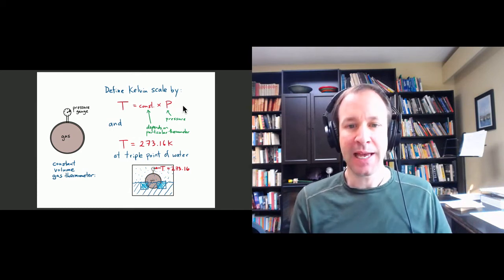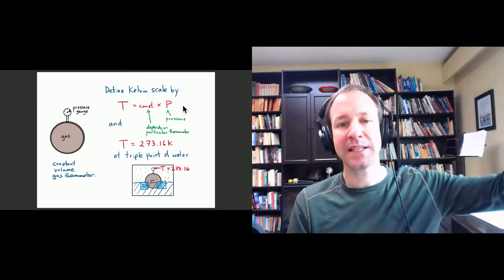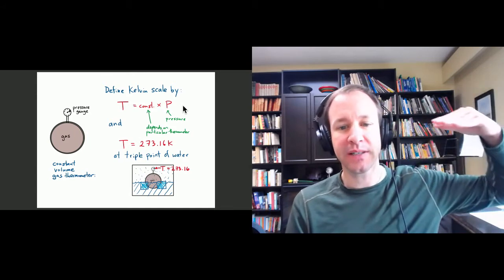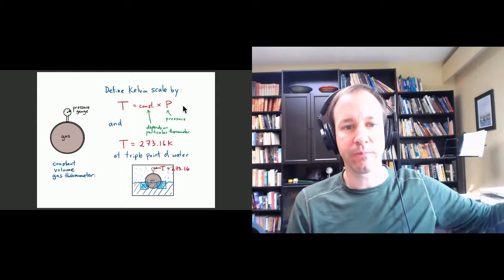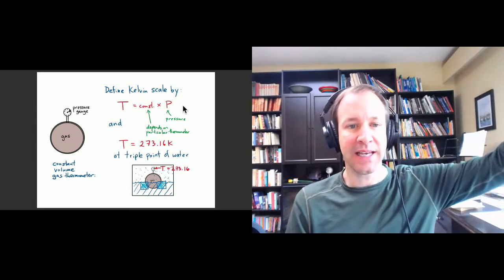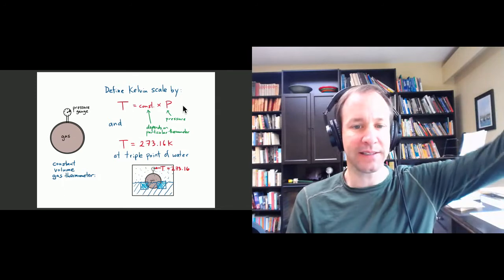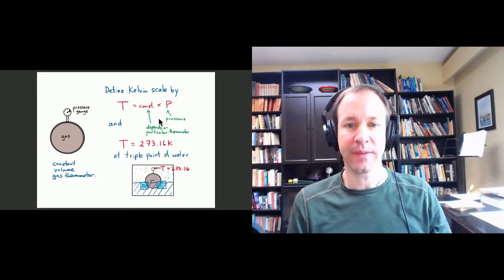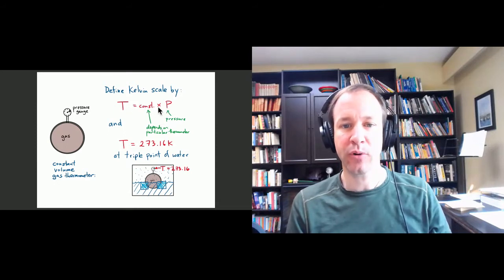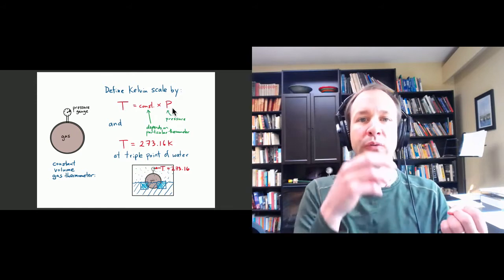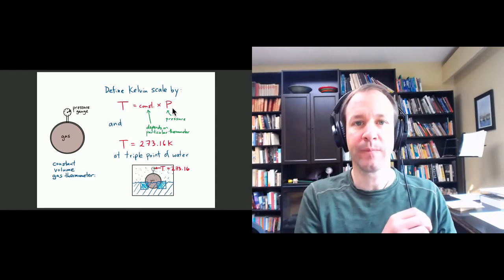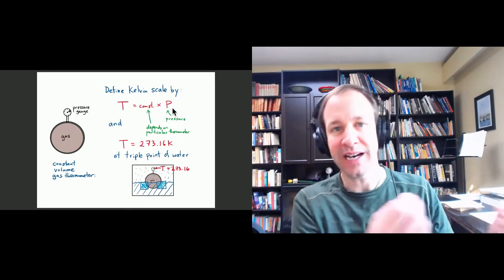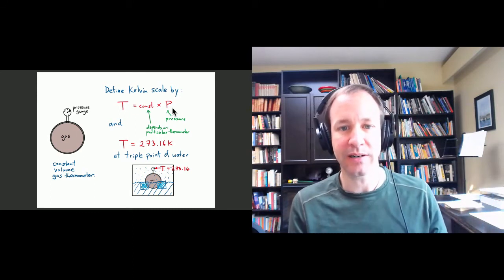You'll notice that whereas with the Celsius scale, we ended up using two different systems, freezing water and boiling water, to define the scale, with the Kelvin scale you really only need one reference system. The reason is that we're using a simpler relation. It's a proportionality relation between temperature and pressure. By definition, when the pressure is 0, the temperature is 0. So that's the other point that we're using to calibrate our scale.